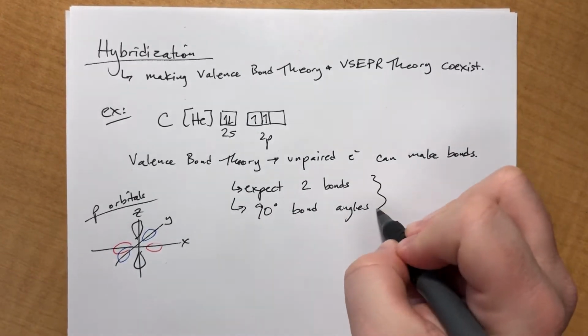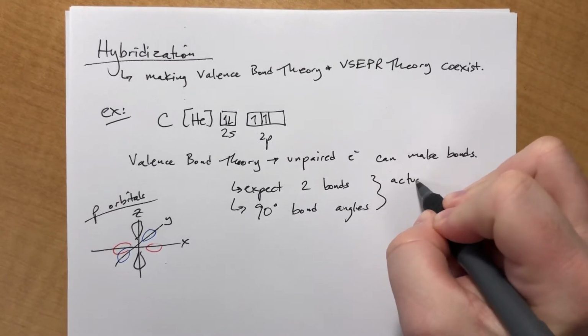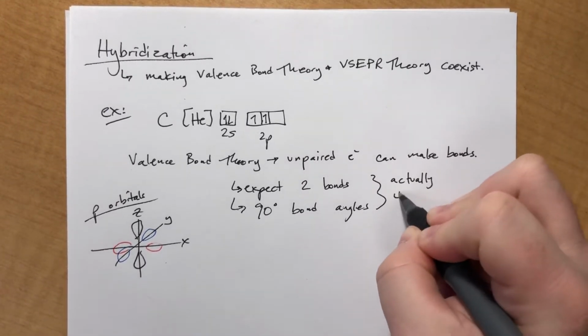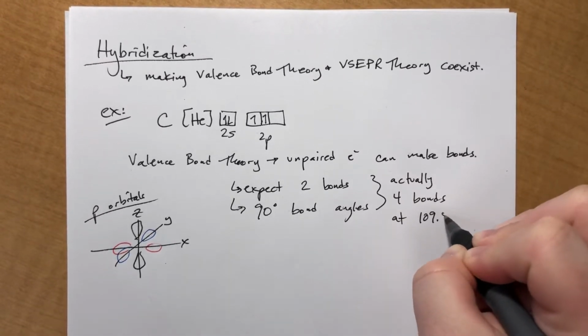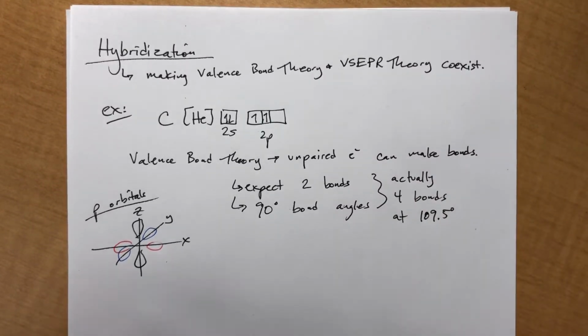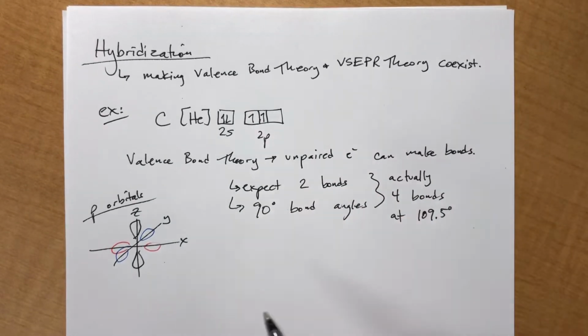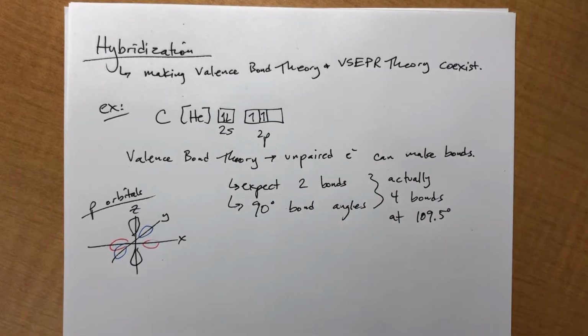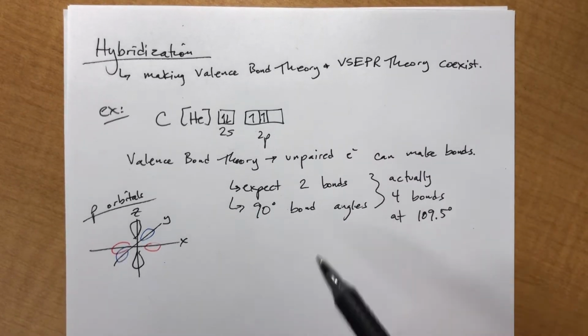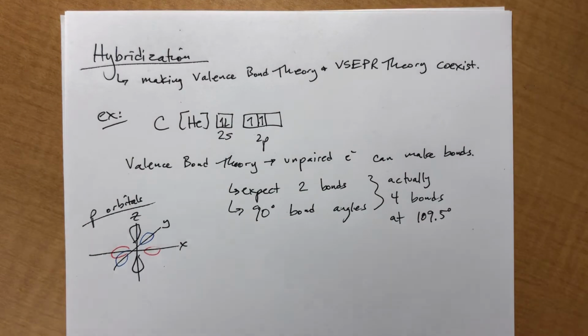So in all actuality, you get 4 bonds at 109.5 degrees, the tetrahedral, okay? So there's a discrepancy between VSEPR theory and valence bond theory, but experimentally we know this is the right answer, so valence bond theory is the one failing here. But the idea of unpaired electrons overlapping to form bonds is a really useful way of visualizing this, okay?